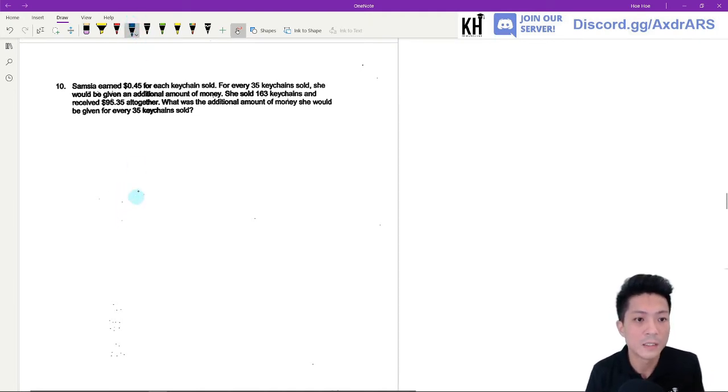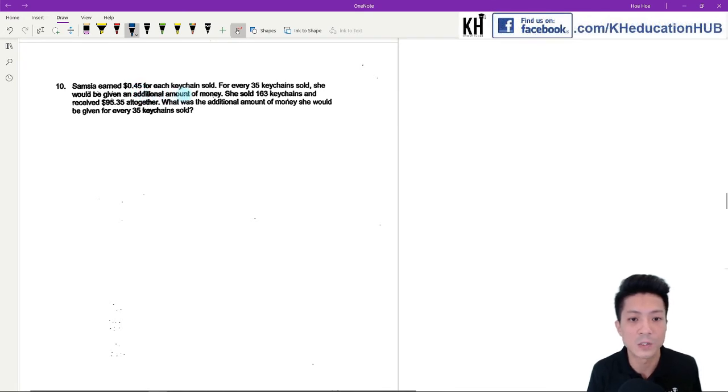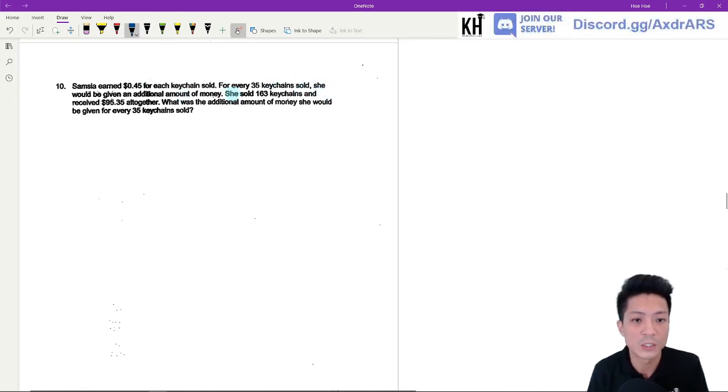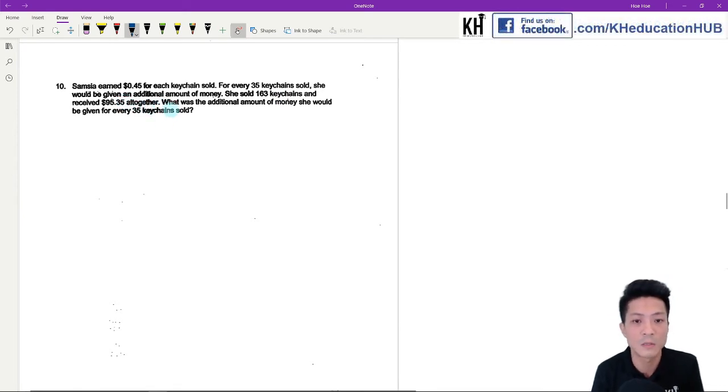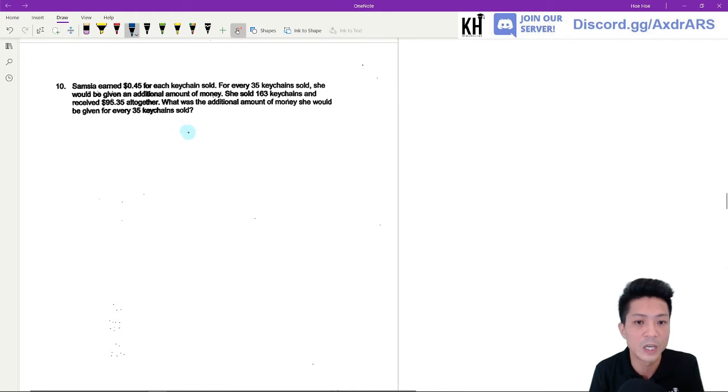Question 10. Samsia earned 45 cents for each keychain sold. So for every 35 keychains sold, she would be given an additional amount of money. So this is a grouping question. She sold 163 keychains and received $95.35 altogether. What was the additional amount of money she would be given for every 35 keychains sold?